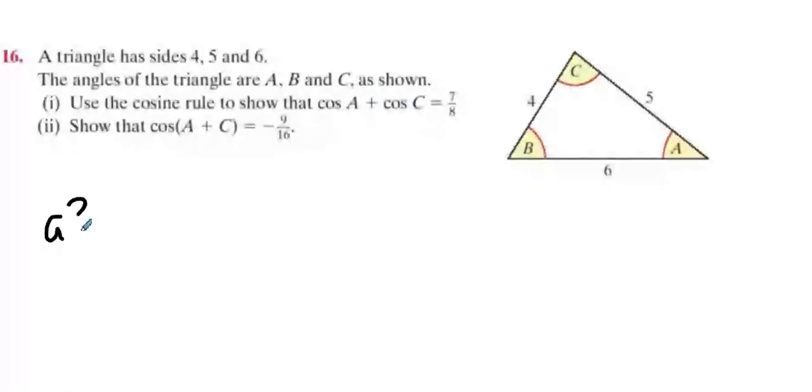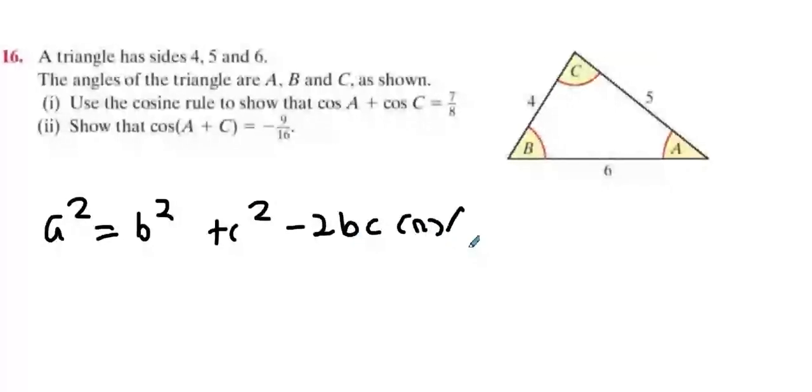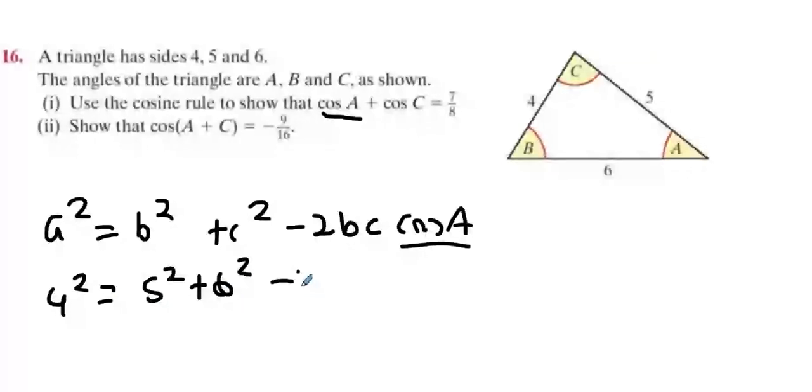Okay, so what we said yesterday was we're going to go for the standard cosine rule, this one here. And we're going to target cos A straight away. What's a squared going to be? 4 squared equals 5 squared plus 6 squared minus 2 times 5 times 6 cos A. It's going to be minus 60 cos A.